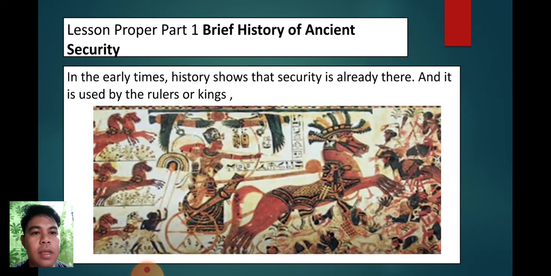Lesson proper. So, brief history of ancient security. As you can see, class, I captured a picture of Egyptian kings or rulers as they defend their land against enemies. So they basically established security to protect themselves from enemy borders. As it shows, this is before the time of Christ. So the rulers and kings used security already.